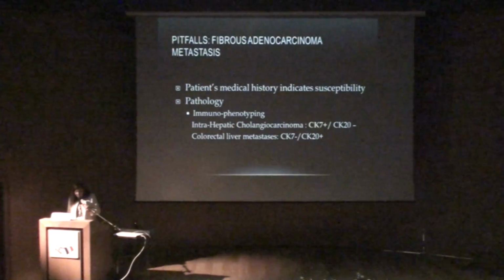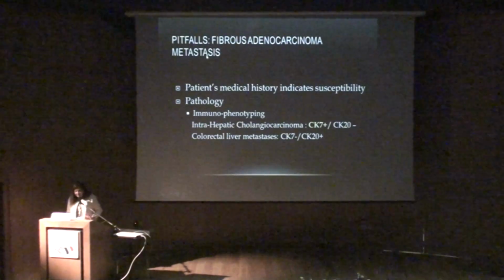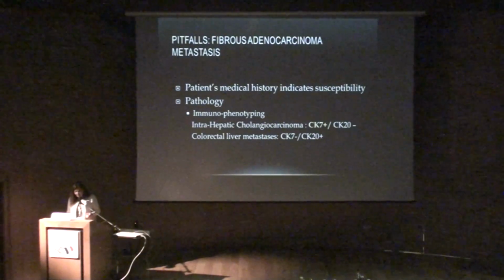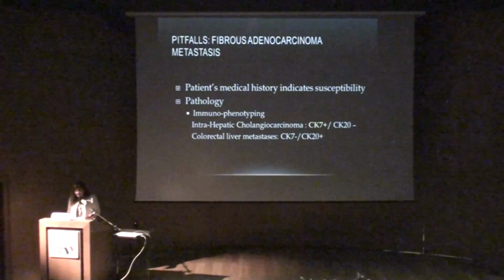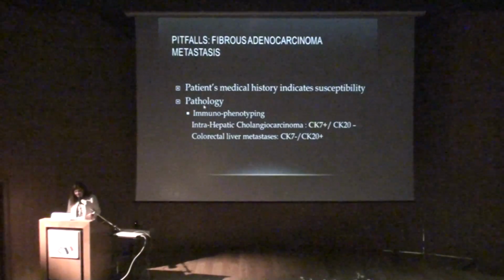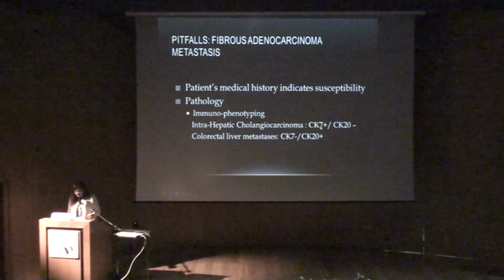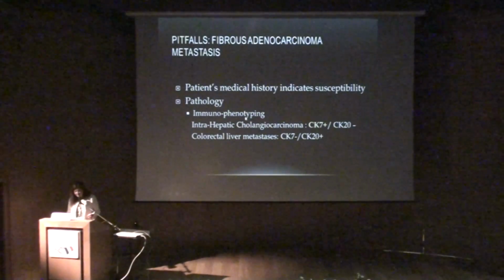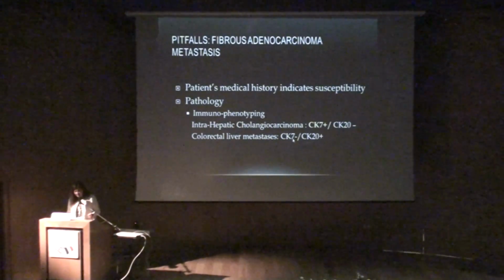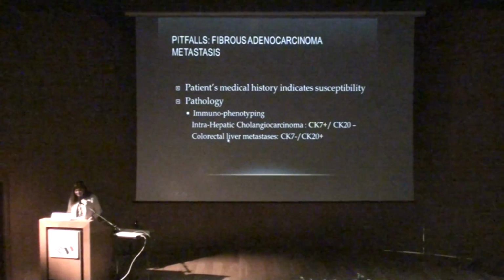The second pitfall concerns the adenocarcinoma metastasis, because sometimes that can be exactly the same aspect. But you have the chance to have the patient's medical history, which can indicate susceptibility for that. And if you really don't know, you have to biopsy the lesion and go to pathology to do an immunophenotyping of the lesion. And if there is a cytokeratin 7 positive, that indicates that it is an intrahepatic cholangiocarcinoma. But in the case where there is a cytokeratin 7 negative, that indicates that this lesion is a colorectal liver metastasis.